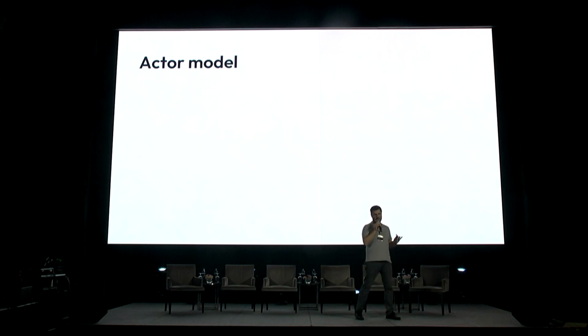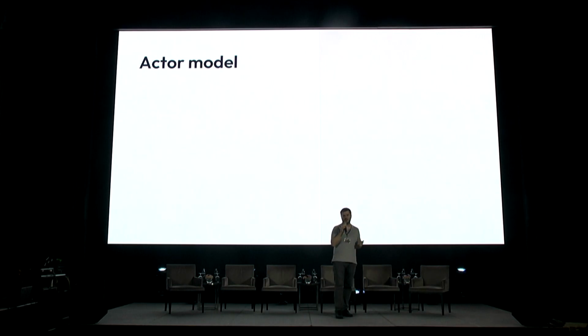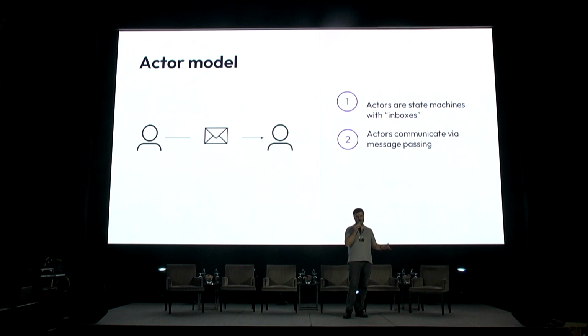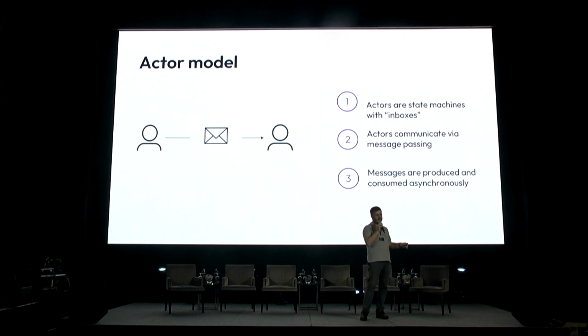At the heart of Miden's design is what we call an actor model. This is a very well-known model of doing concurrent computations in distributed systems. You can think about actors as state machines with inboxes, and the way they communicate with each other is by sending messages. The messages are produced by actors and consumed asynchronously, and a message can affect changes on an actor. It can change its state. It could ask an actor to generate another message, things like that.